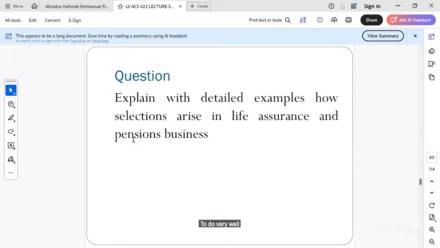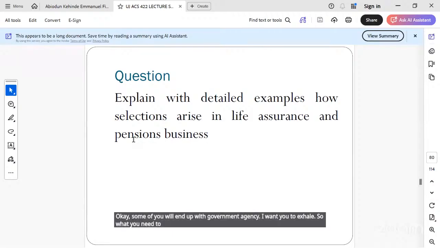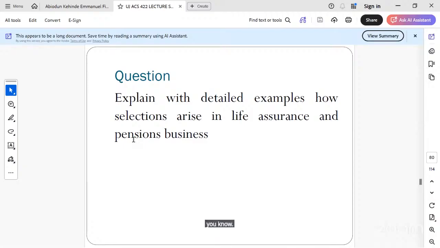And beyond that, some of you that will find yourself in the industry, I want you to excel. Okay, some of you will end up with government agency. I want you to excel. So, but you need to learn. You need to have a full grasp of what we are learning. Some of you will also work for themselves. This will assist you in one way or the other. So, do you have questions?